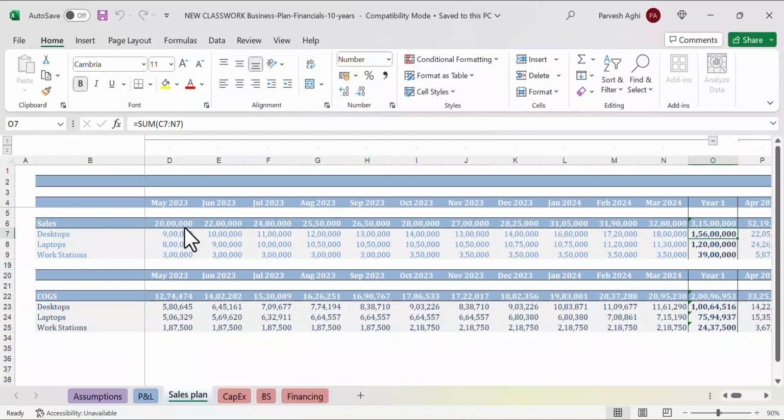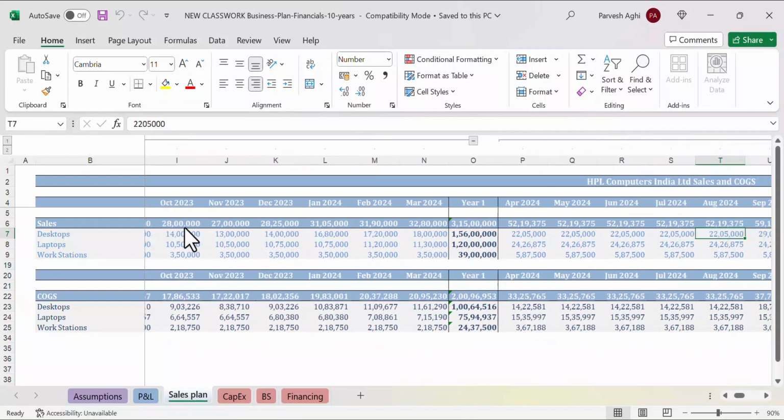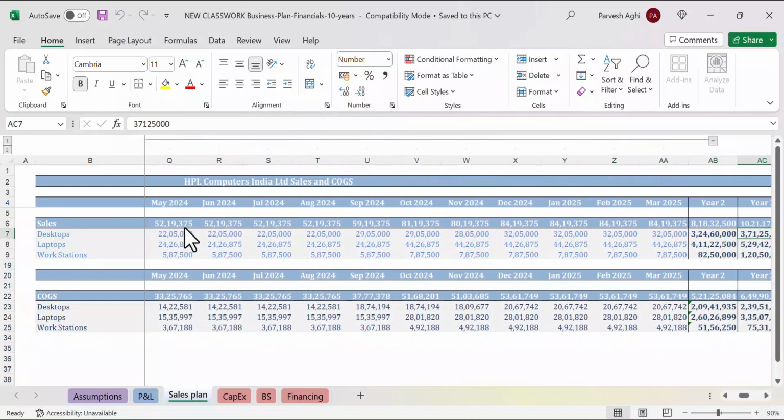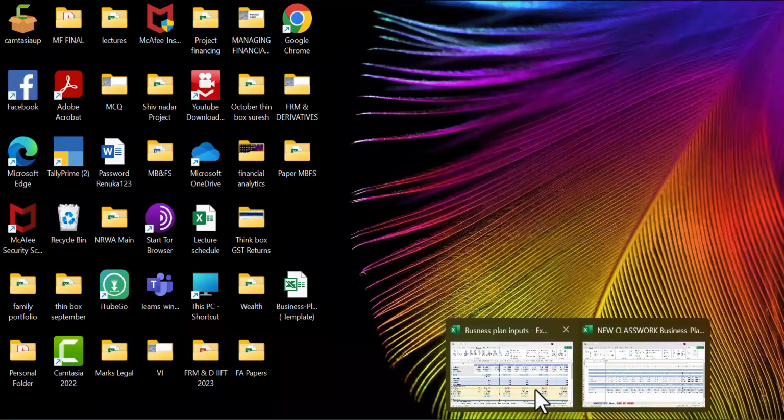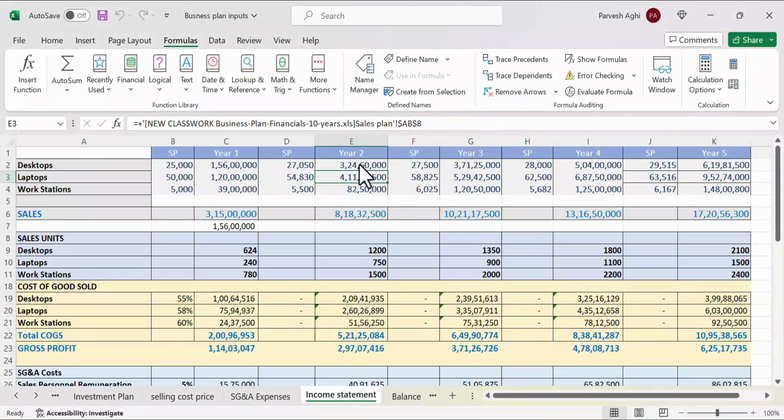Is that okay? The same figure you are getting in the business input, in one column. Here we have 12 monthly columns, so I've just put it in one place so that it looks comparatively very easy to understand. Okay. Now look at the second year. Second year also is all 24 months. So the figure is, year two sales of desktops is 3 crore 24 lakhs. So if you just look at the plan here, it is 3 crore 24 lakhs, isn't it?